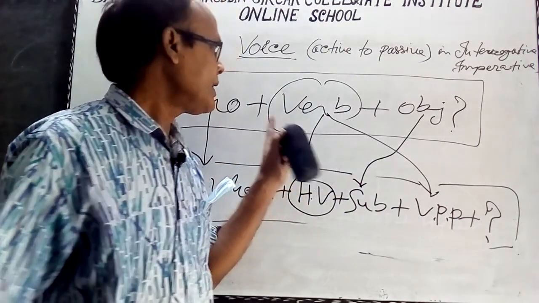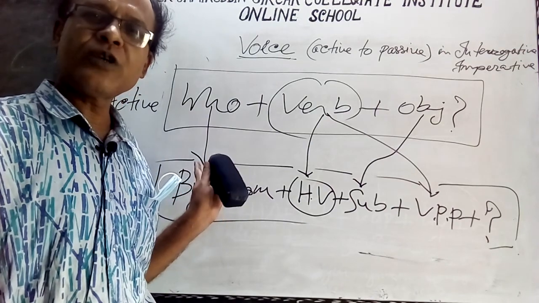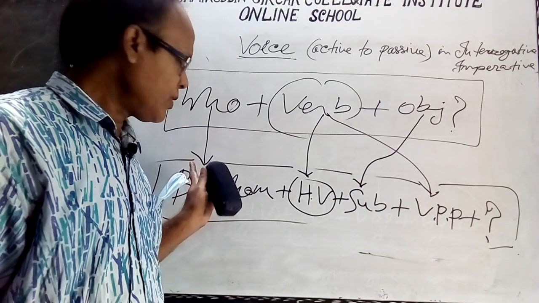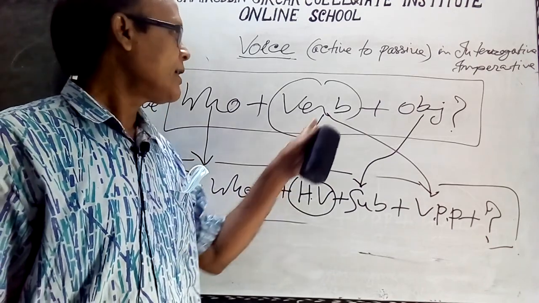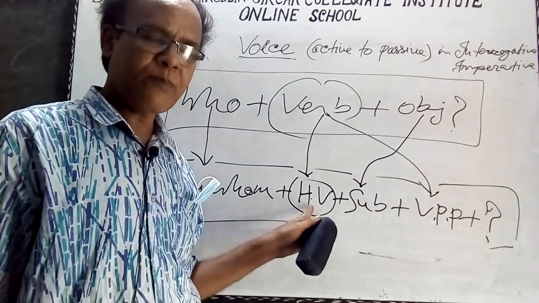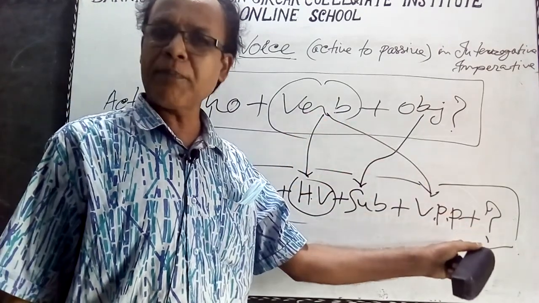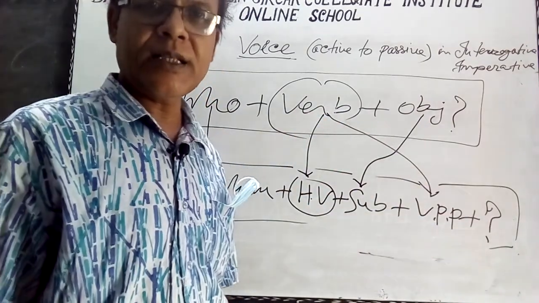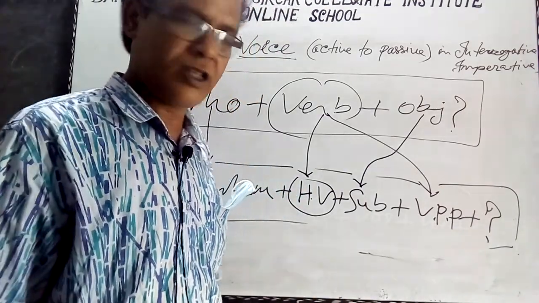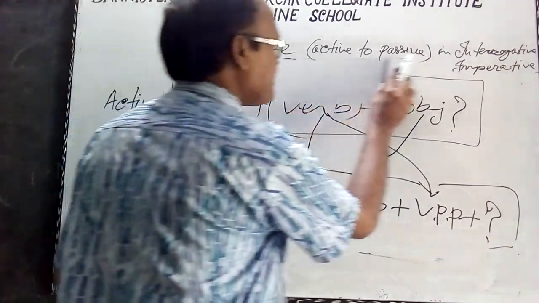I repeat, if the sentence begins with who, then the passive voice begins with by whom, and according to the tense we must put here an auxiliary verb, and the object will be the subject, then the verb will be in the past participle form, and at the end of the passive voice, there will be an interrogation mark. So this is the structure of interrogative form.